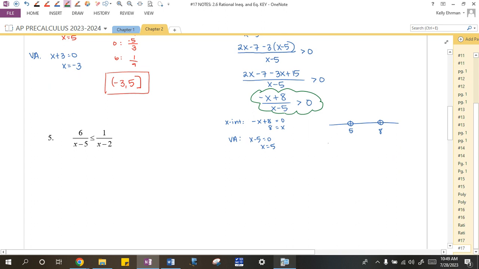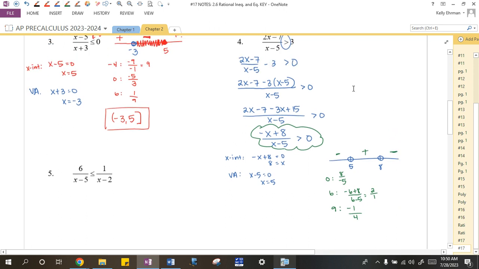So to the left of 5 is 0 this time. If I plug in 0, I get 8 over negative 5, negative. In between 5 and 8, I'm going to pick 6. Negative 6 plus 8 over 6 minus 5. That's 2 over 1, positive. Pick 9. Negative 9 plus 8 is negative 1. 9 minus 5 is 4.